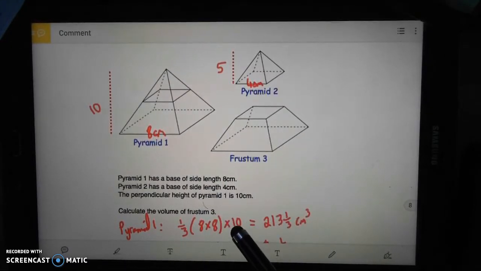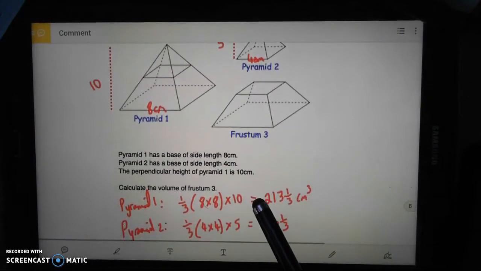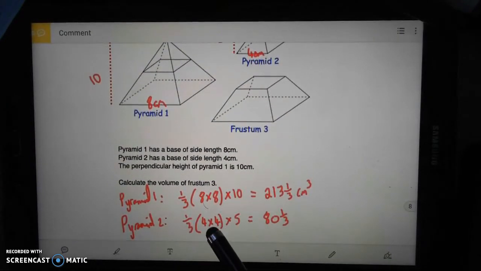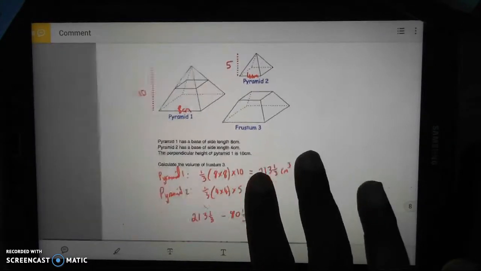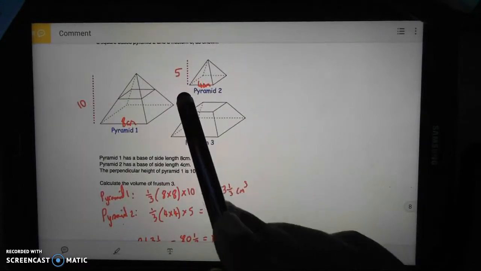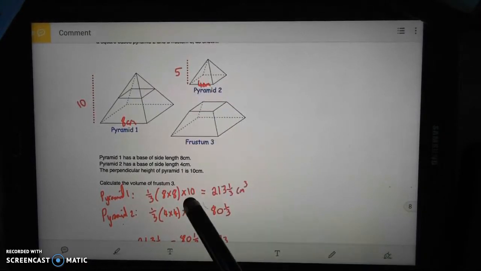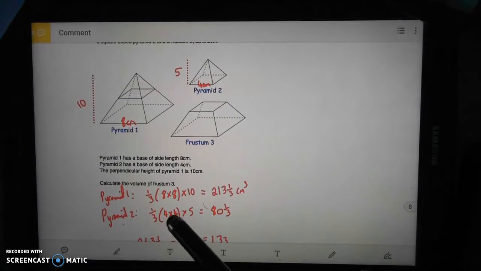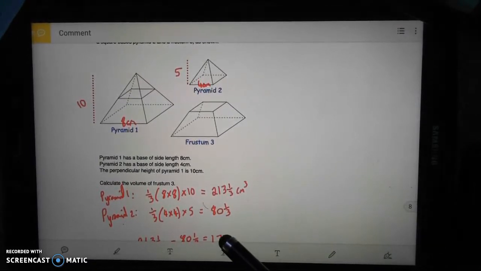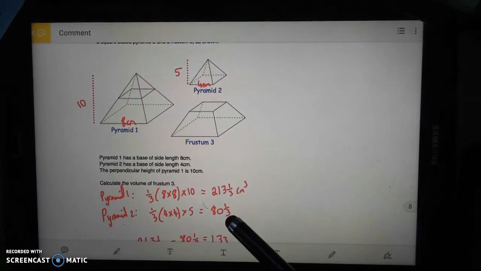For pyramid 2, same thing, but instead of 8 times 8, we're going to do 4 times 4, and the vertical height is not 10, it's 5. So the base for pyramid 2, 4 times 4 is 16. Times it by the vertical height, which was 5, and then times it by a third, and you see the answer is 80 and a third, or 80.333 recurring centimeter cube.